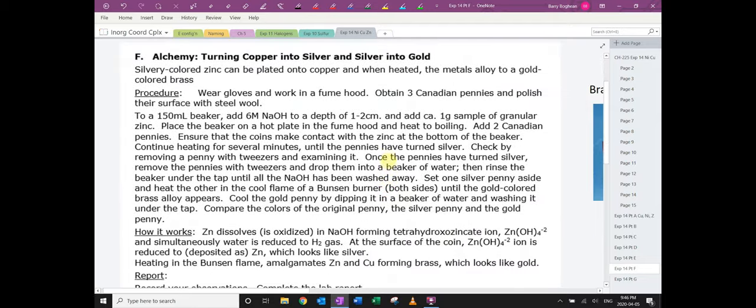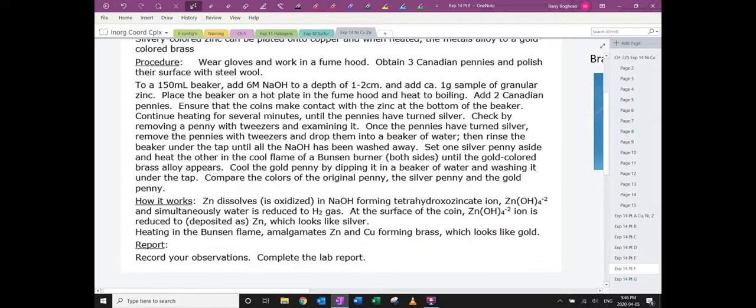What's the chemistry behind this? Well, we're going to take some zinc and dissolve or oxidize it in some boiling sodium hydroxide and form tetrahydroxozincate, which is soluble. In the process, water will be reduced to produce hydrogen gas. And then this tetrahydroxozincate ion is redeposited on a copper penny, and so it looks like silver. Our penny looks like a dime.